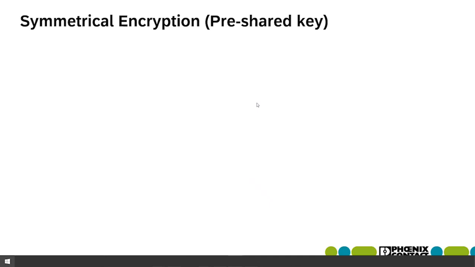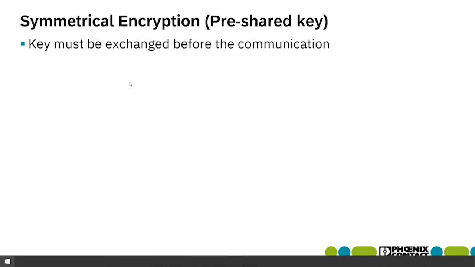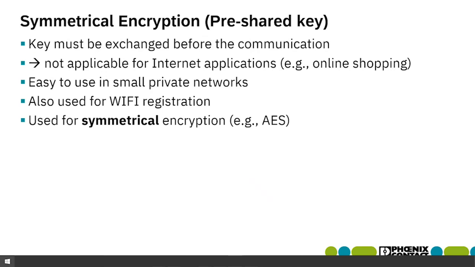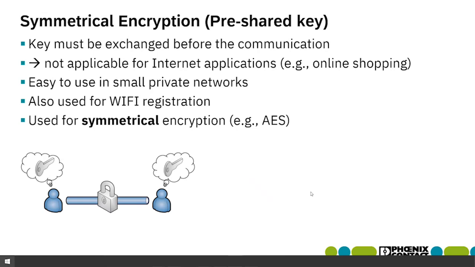So what is symmetrical encryption? This is also known as pre-shared key. We need a key to exchange before the communication between the two communication partners. It's easy to use in small networks, and this is typical for Wi-Fi networks, for example. Somebody can hand out a ticket with a code or a password to you, and then you can just log in. So the distribution of the key in a local structure is very simple. And this can be used for symmetrical encryption. For example, the AES encryption algorithm uses this.